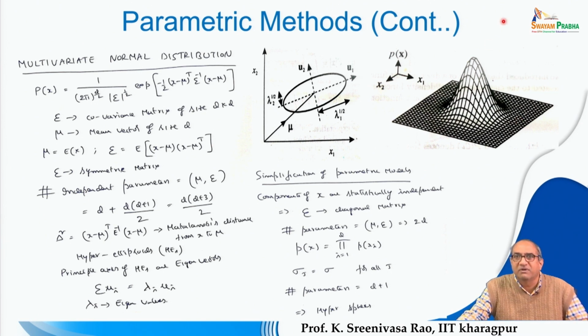And here the center of the bell can be viewed as the mean vector. And the spread, since it is two dimensional, can be estimated in two different directions.